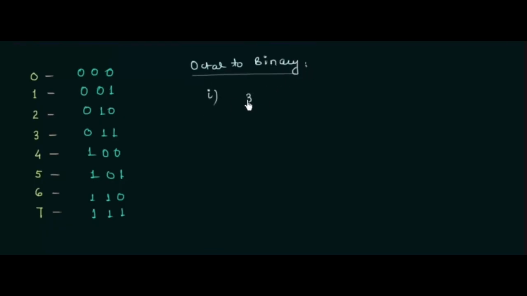The octal number is 37.45. This is in octal, and we want the binary equivalent of this number. From this table, we can write 3 as 0, 1, 1. 7 we can write 1, 1, 1. Now we have the point here.